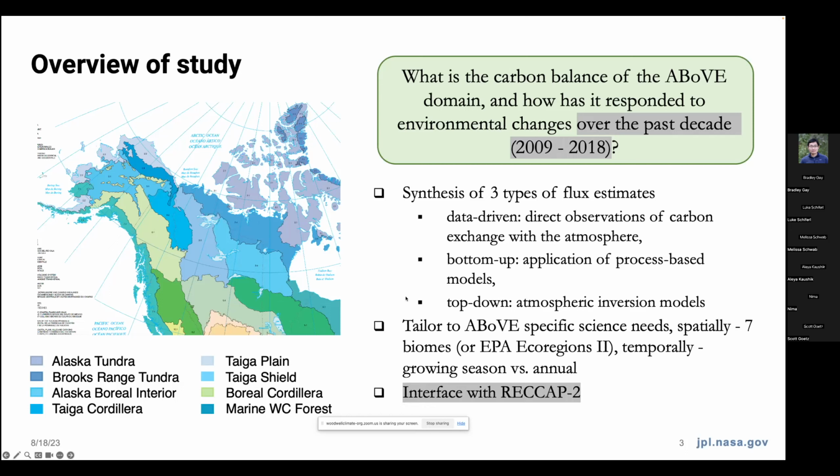At that point, when we had started this discussion, this was again 2020, 2021, RECAP 2 was kind of just about spinning up. And so we did have it at the back of our minds that we would want to interface with RECAP 2 if possible. But this was pretty nebulous at that point, I would say.